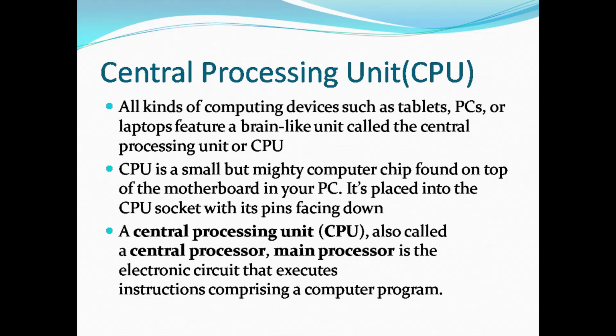All kinds of computing devices, such as tablets, PCs, or laptops, feature a brain-like unit called the Central Processing Unit, in short CPU. It is a small but mighty computer chip found on top of the motherboard in your PC. It's placed into the CPU socket with its pins facing down. A central processing unit is also called a central processor or a main processor. It is the electronic circuit that executes instructions comprising a computer program.